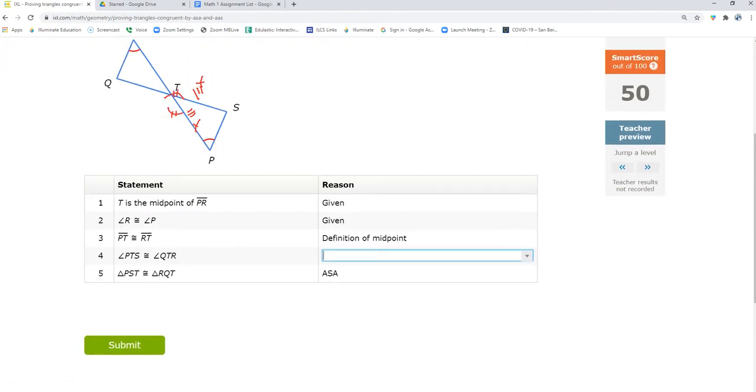All right. Okay, how do I know that angle PTS, how do I know that this is congruent to this? How do I know that those angles are congruent? Well, those are vertical angles.